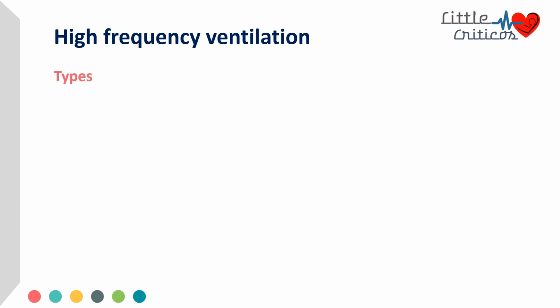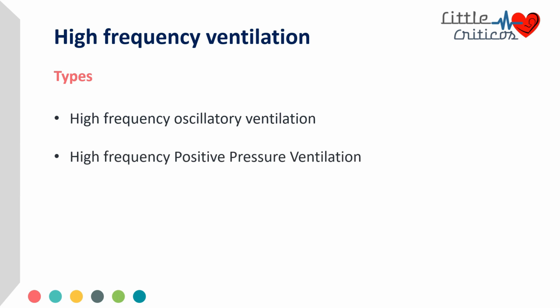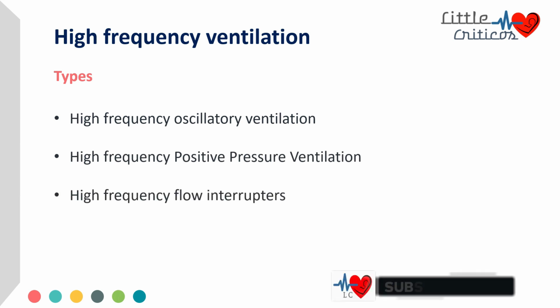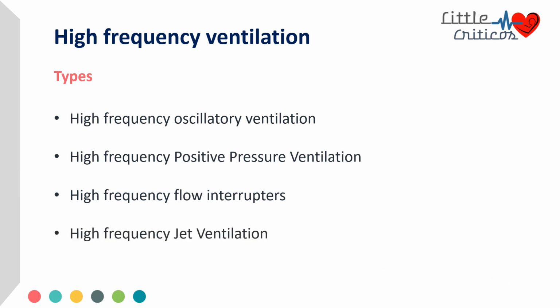There are several types of high-frequency ventilation, which include high-frequency oscillatory ventilation, high-frequency positive pressure ventilation, high-frequency flow interrupters, and high-frequency jet ventilation. There are differences between these types of ventilation. However, in this lecture, we will stick on to high frequency oscillatory ventilation.